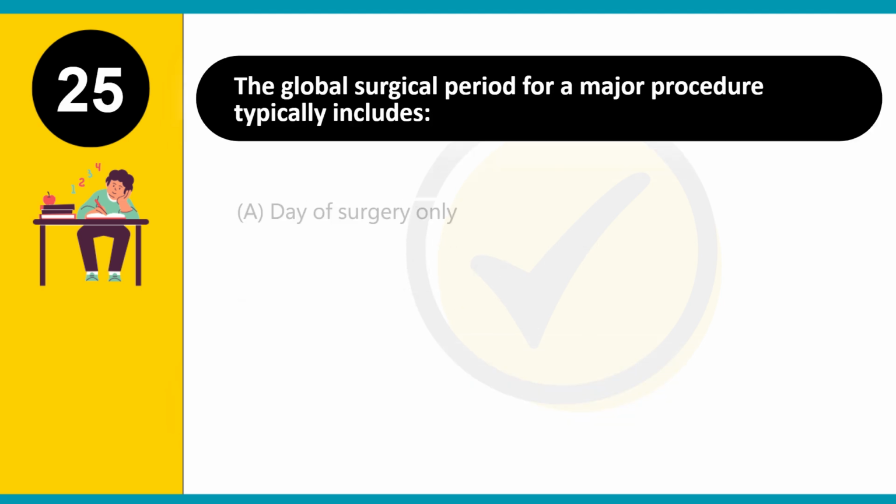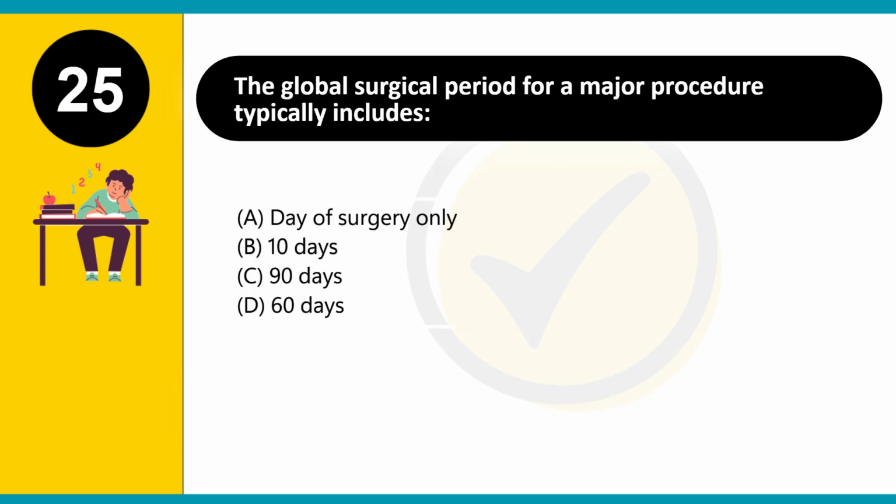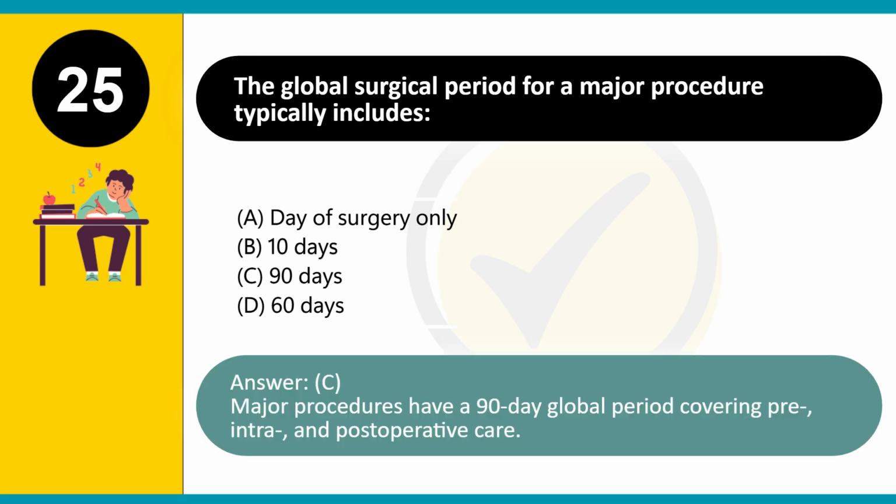The global surgical period for a major procedure typically includes A. Day of surgery only. B. 10 days. C. 90 days. D. 60 days. Answer: C. Major procedures have a 90-day global period covering pre-, intra-, and postoperative care.